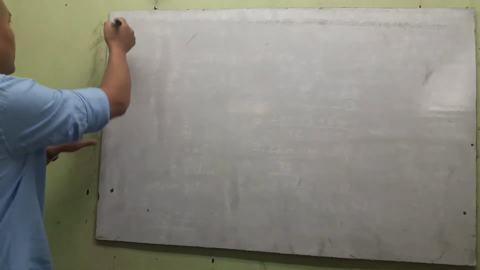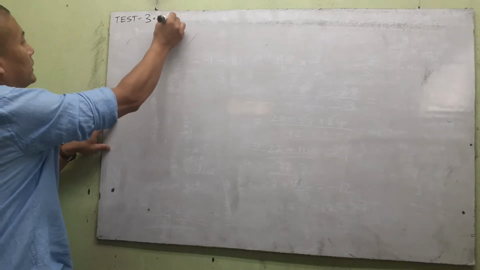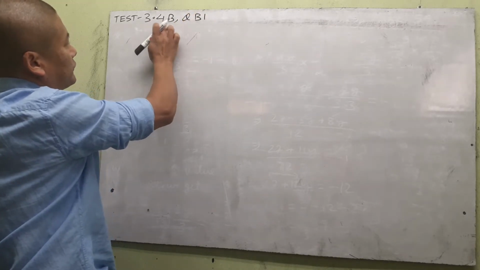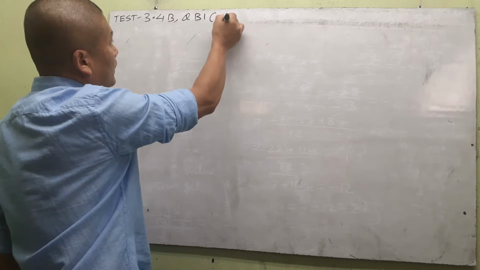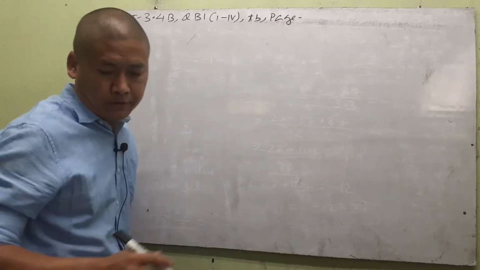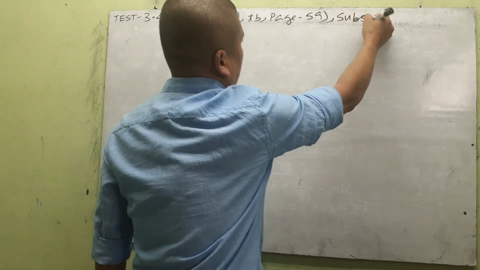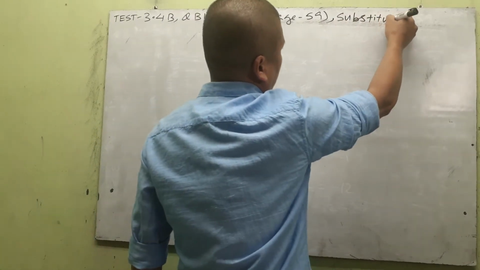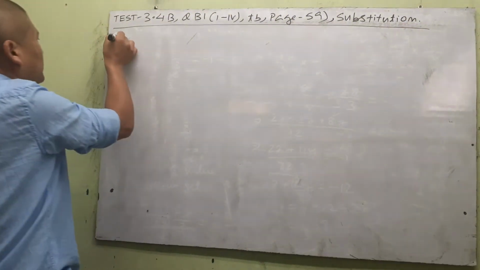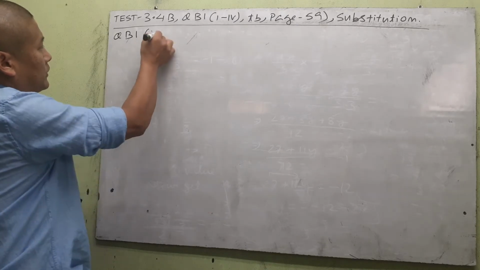Okay, so the next test, your test 3.4B, same question as test 3.4A, but a different method. Question 1 to 4, textbook page 59, but this is by the substitution method. Let's start it. Question B1 by substitution method.